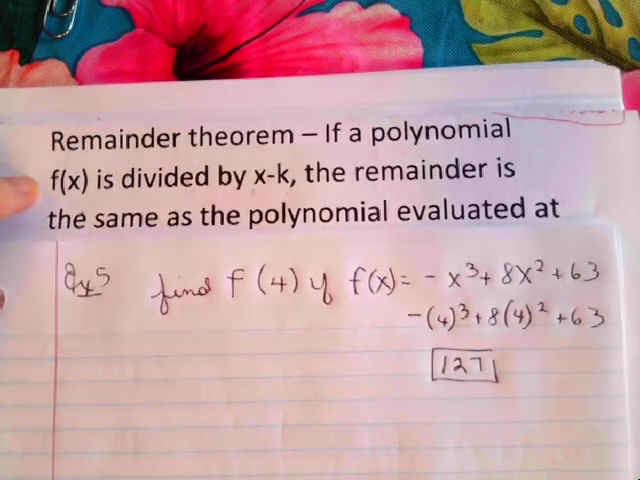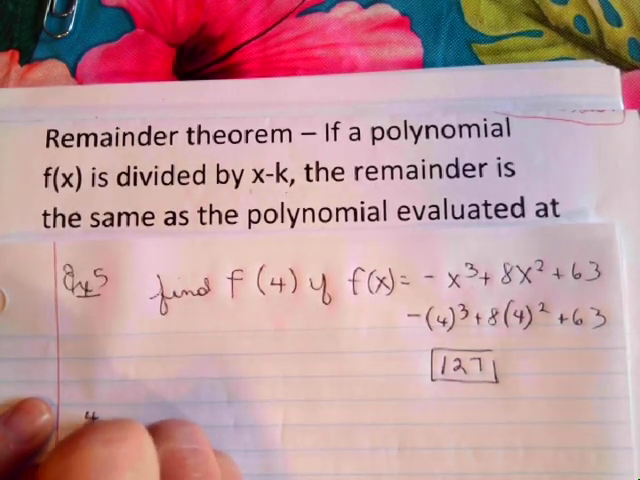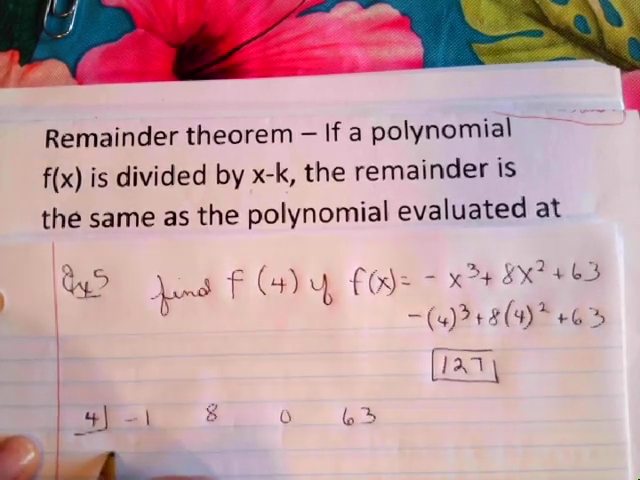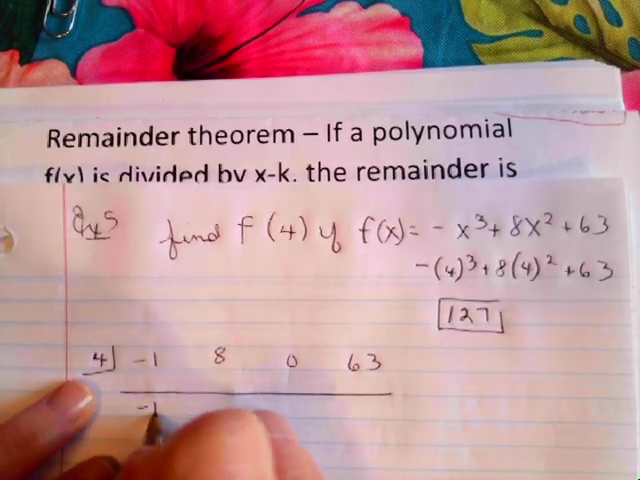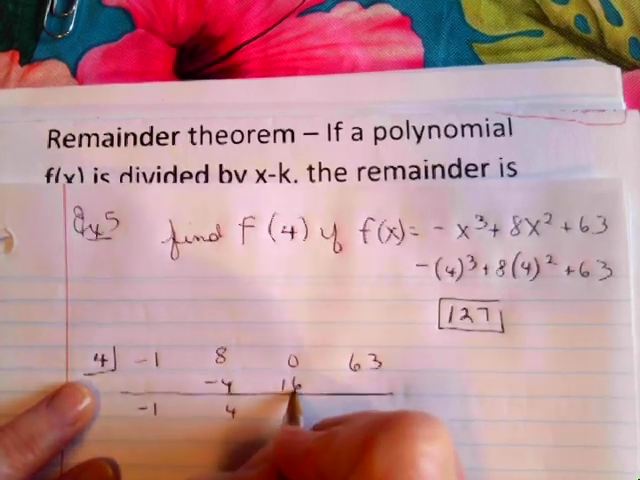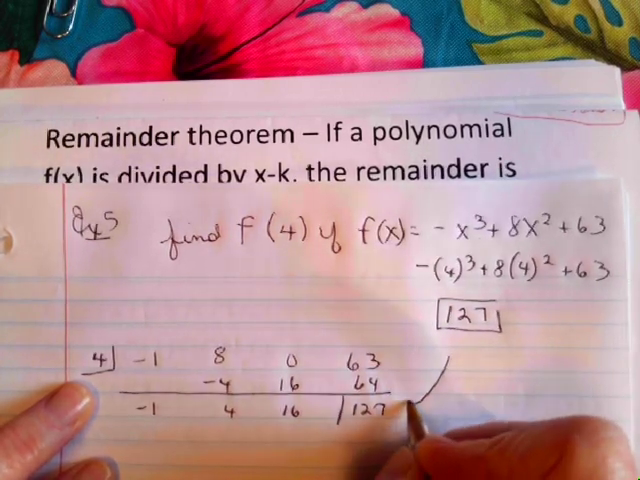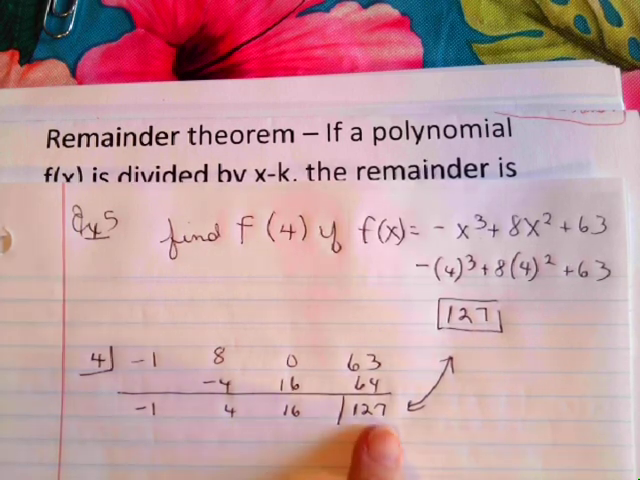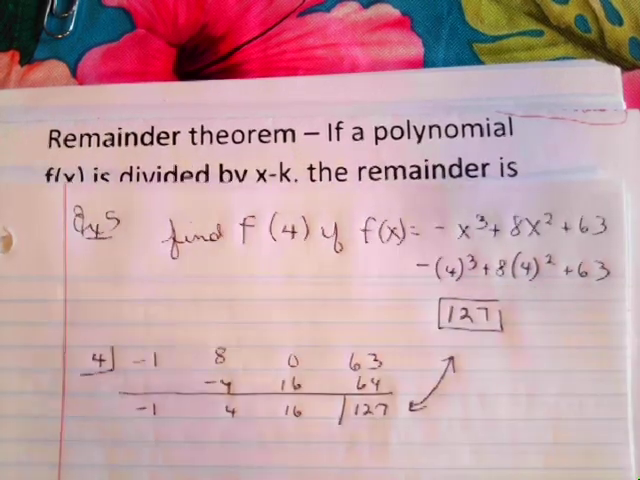Now, just to prove that this remainder theorem is true, let's do synthetic division with this one. 4, negative 1, 8, 0, 63. I got a negative 1, negative 4, 4, 16, 16, 64. So, I've just shown that the remainder I get when I do synthetic division is the same answer I get when I just substitute that number that I did synthetic division with into the function.